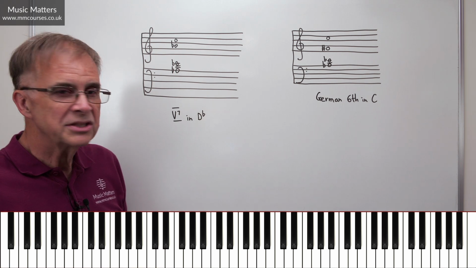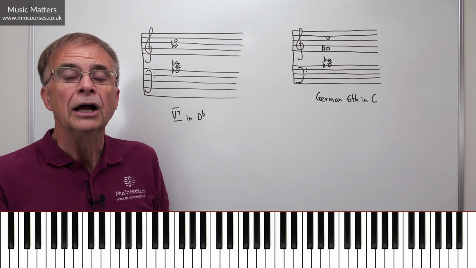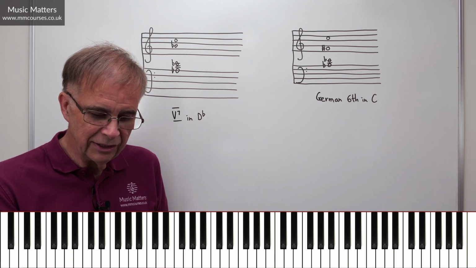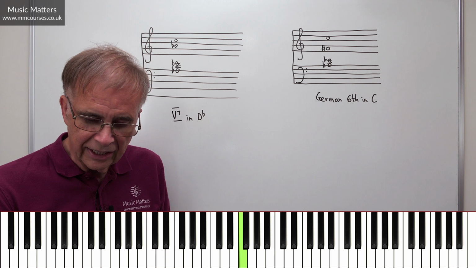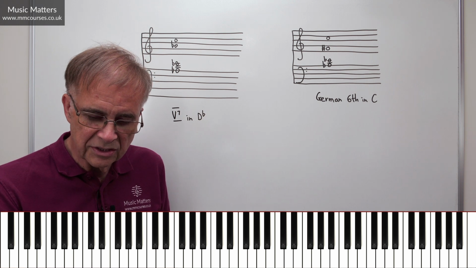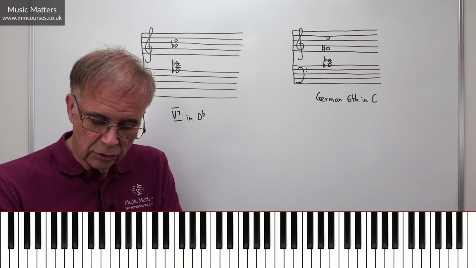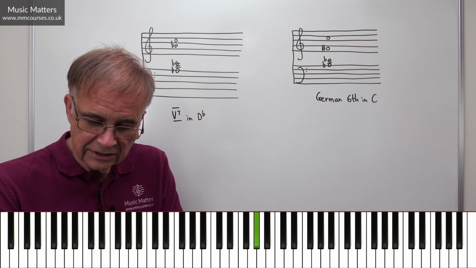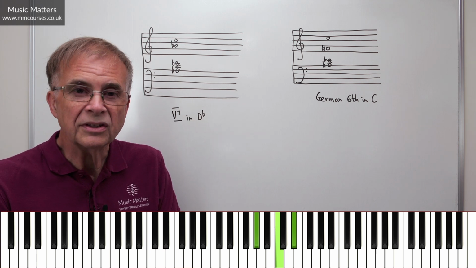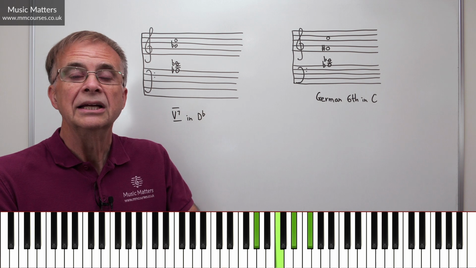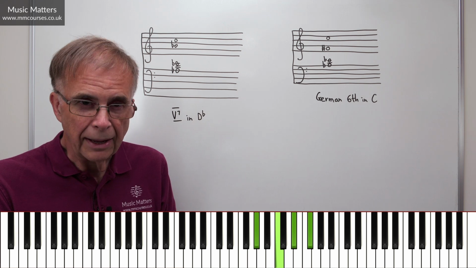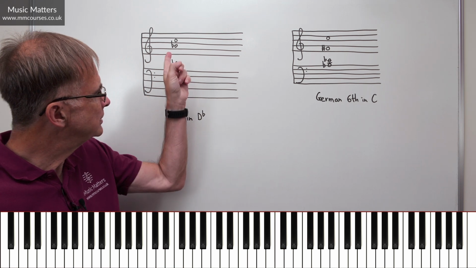What is a dominant seventh in the key of D flat? Well, a dominant chord is a chord built on the fifth degree of the scale. So D flat major: D flat, E flat, F, G flat, A flat, B flat, C, D flat. So the fifth degree of the scale is A flat. So the dominant chord is that A flat with a third above it, that's C, and a fifth above it, E flat. So if I want to make it a seventh, I'm just adding a seventh above the root, G flat. So that's my dominant seventh, my V7 chord in D flat major. Okay, that's how we arrive at this chord.